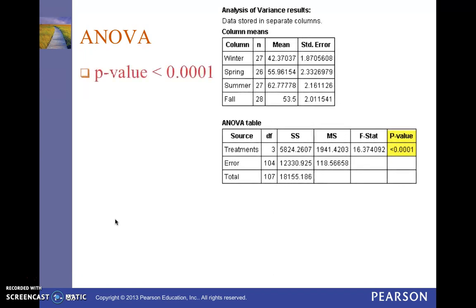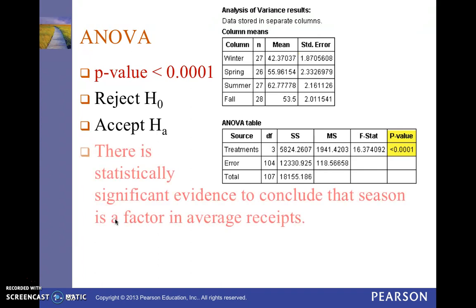So we run our ANOVA. Okay, see that p-value? It is definitely less than 0.05, which lets us know that we have a significant F ratio, or F statistic. So we're going to reject the null. The null says that there's no difference. We're going to accept the alternative hypothesis that, hey, there is a difference in the amount of receipts, or we'll call it what it is, the amount of money that is being made with regard to these seasons here. Okay, so practically speaking, there's statistically significant evidence to conclude that season is a factor in average receipts.